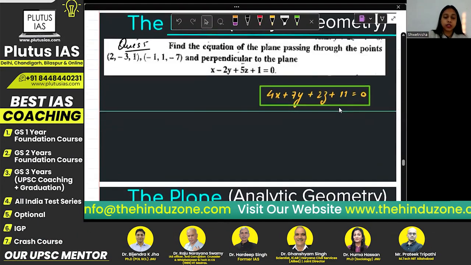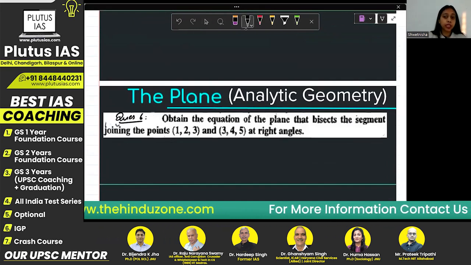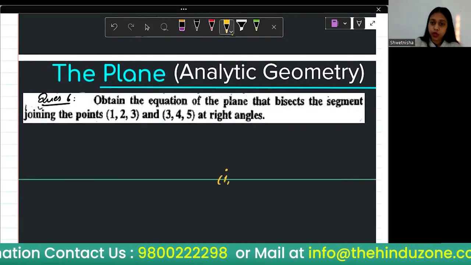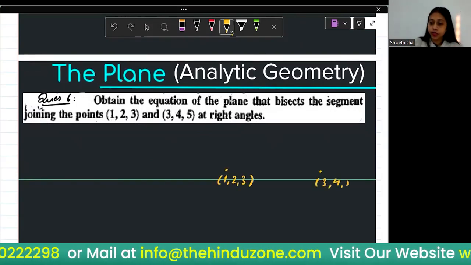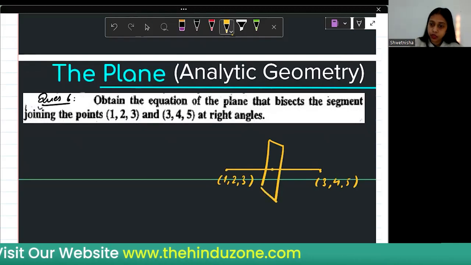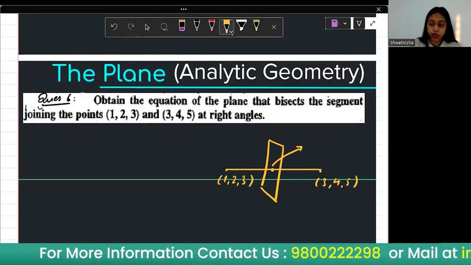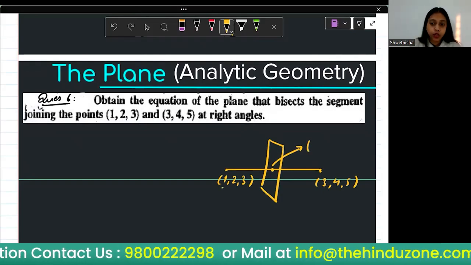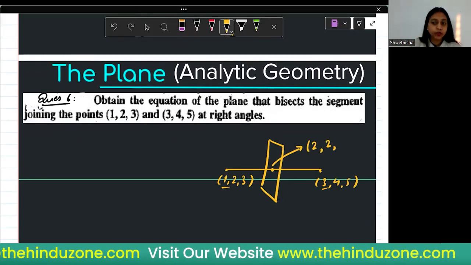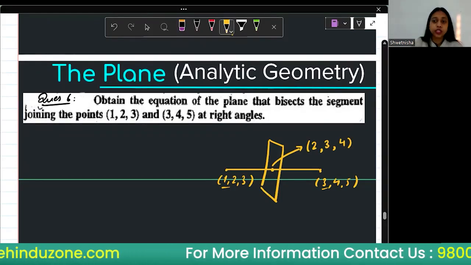Next is question number 6. It says, obtain the equation of the plane that bisects the segment joining these two points at right angle. So we have two points, (1, 2, 3) and (3, 4, 5). There is a plane that bisects the segment. The point that lies on the plane and on the line is the midpoint. So what will be the midpoint? By the section formula, (1 plus 3)/2 is 2, (2 plus 4)/2 is 3, (3 plus 5)/2 is 4. So the point (2, 3, 4) lies on the plane.